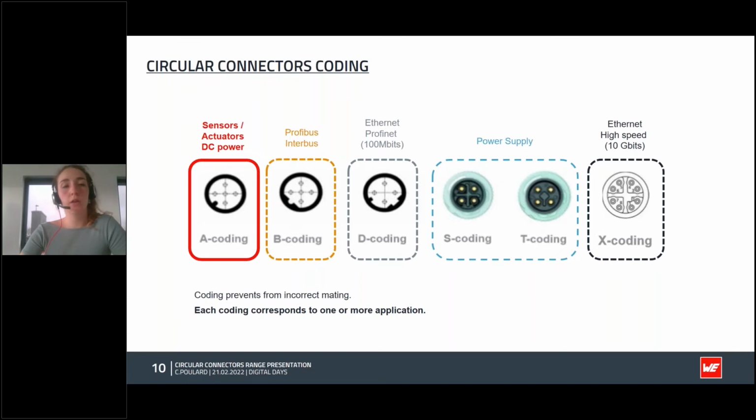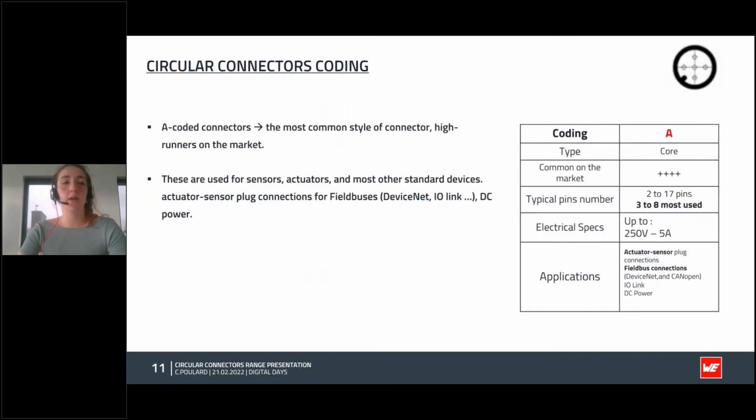And at Würth Elektronik, we are starting with coding A, also basics of the basics. This coding is really the most common style of coding that we have on the market. What are they used for? They're really used in the automation industry for all the sensor and actuator connections, for fieldbus connections, and also for DC power.